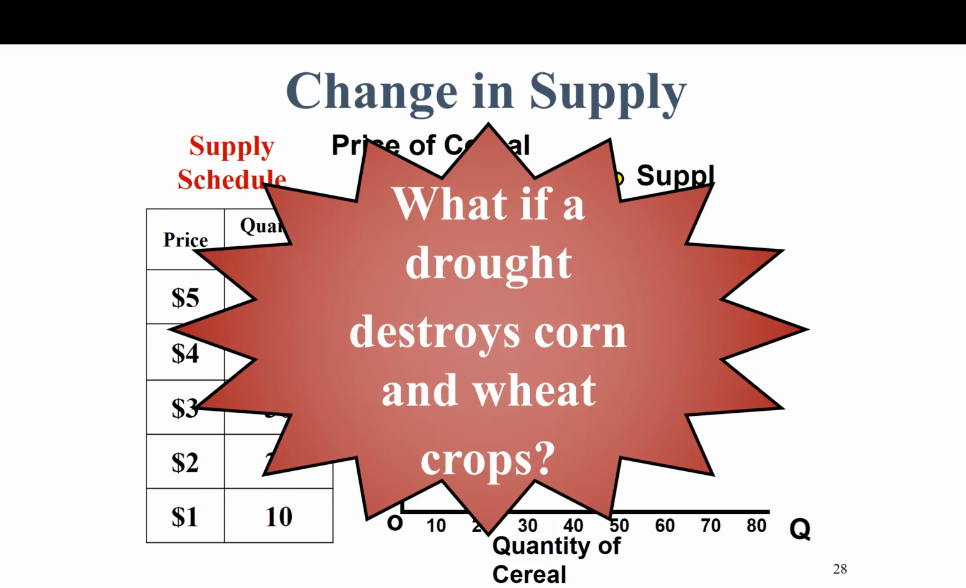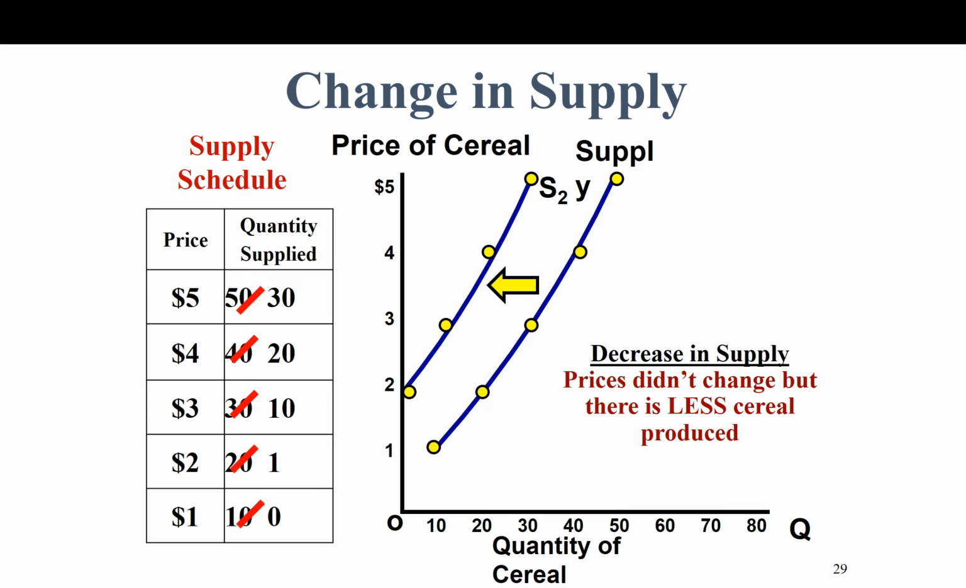We could say that instead of a positive change, we could look at a negative change. And we could say, what if a drought destroys corn and wheat crops? And this would be obviously a negative change. And again, it wouldn't change price. It would change the quantity supplied at each price. And so here we have the prices remaining the same. However, at each price in the market, there's simply less ability to produce because you don't have the inputs that you need. And so the quantity supplied decreases.